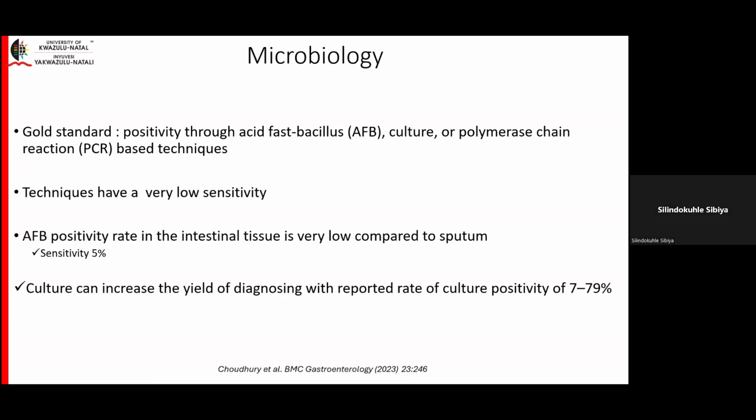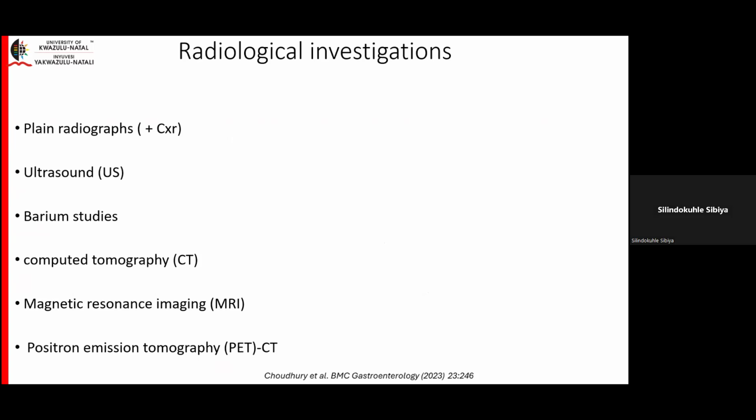Microbiology is the gold standard for diagnosing TB, with positivity through acid-fast bacilli, culture, or PCR-based techniques. These techniques, however, have very low sensitivity, and acid-fast bacilli positivity in intestinal tissue is very low compared to sputum, with some literature stating a sensitivity of about 5%. Culture can increase the yield of diagnosis, with reported rates of positivity between 70 to 79%.